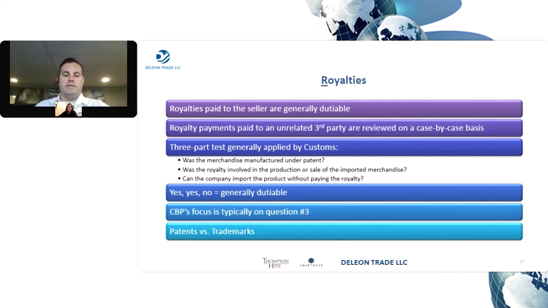But each one is dependent on the circumstances. There's this three-part test that you can look at to see if your royalties are part of the value.